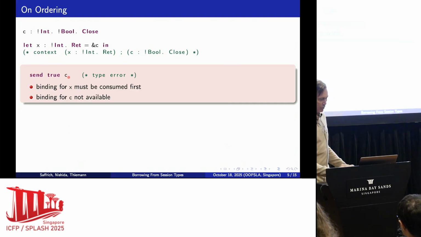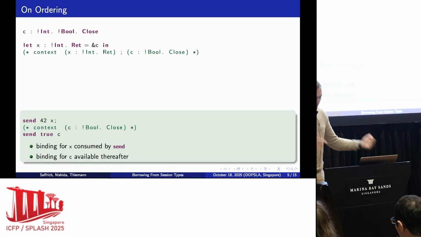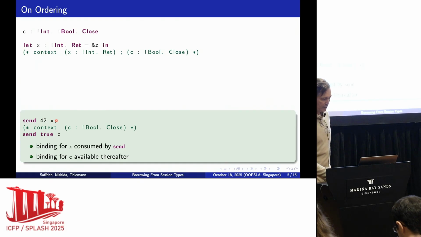Namely, if I now try to extend the program by sending true on C, we get a type error because the semicolon dictates that the binding for X must be consumed before the binding for C. Yeah, so the binding for C is not available at that point. So what we have to do first is act on X. So then this binding for X is consumed by the send. Afterwards, it's gone, and we can further on consume the binding for C.